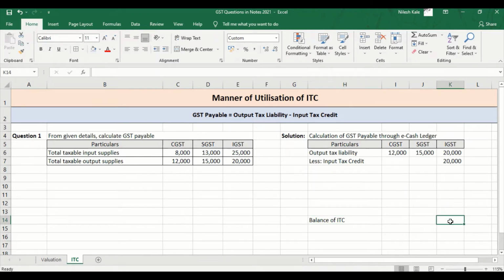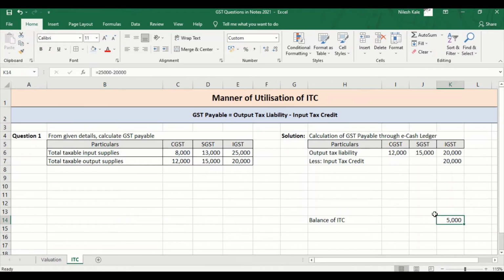IGST credit is how much available? See, this 25,000 minus 20,000. How much is available? 5,000 is available. I can do it orally, but since this is the first video, it is better to write everything. Okay, 5,000 credit is still available with me.